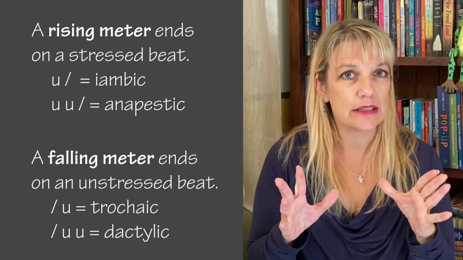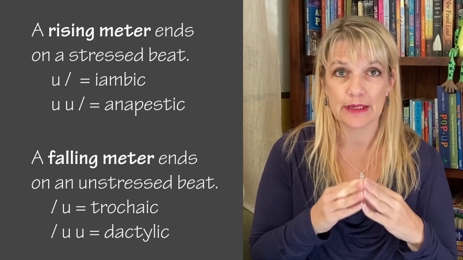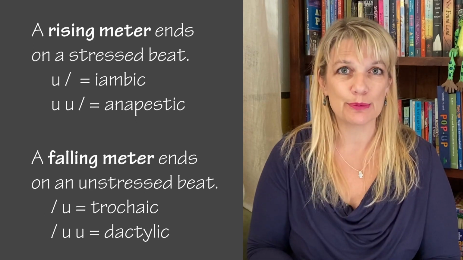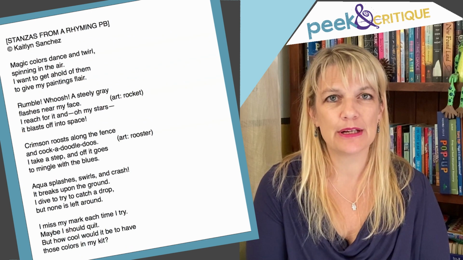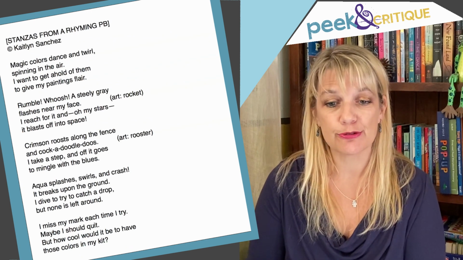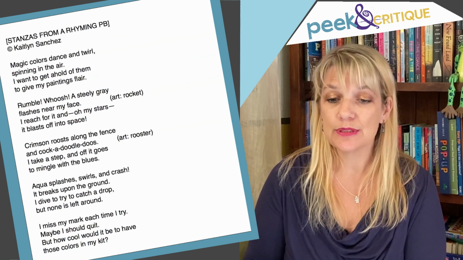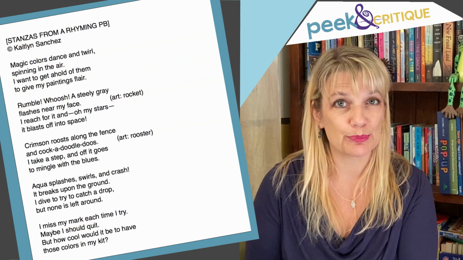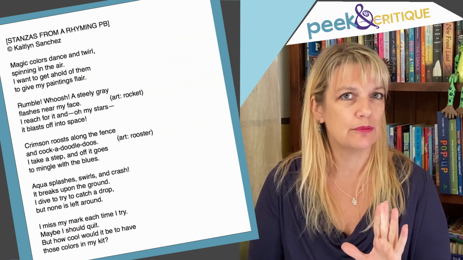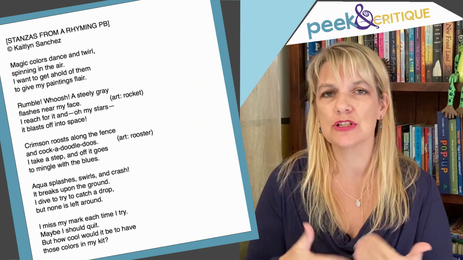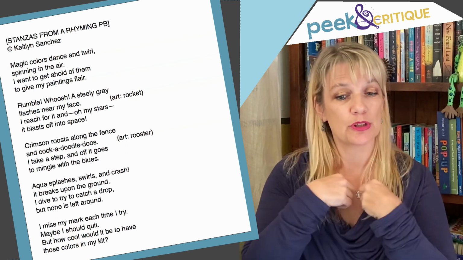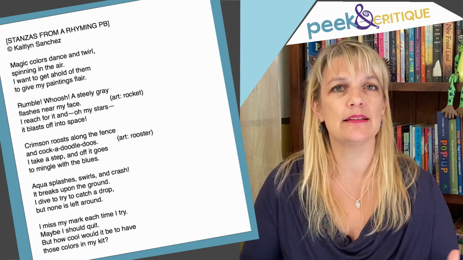I'm bringing up trochees because they are very closely related to iambs, but we'll get to that in a little bit. So to help us dive into iambic meter, I am looking at a submission from writer Caitlin Sanchez, who sent in these stanzas from a rhyming picture book. So I'm just going to give it a read normally without stressing too much the meter. Okay, I'm just going to read it as I normally would any type of poem.